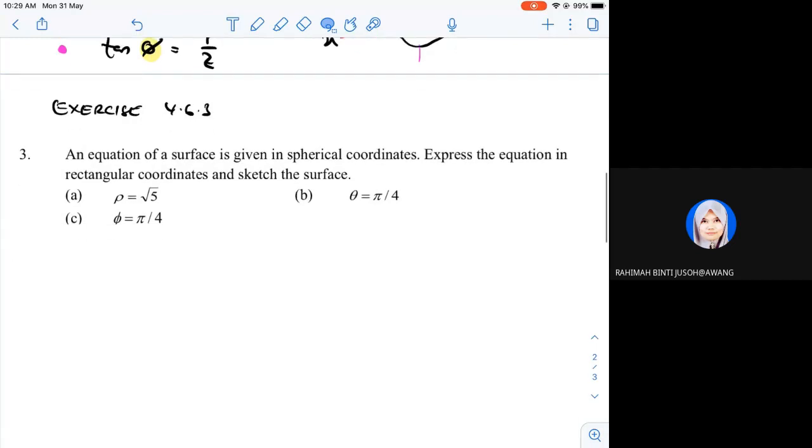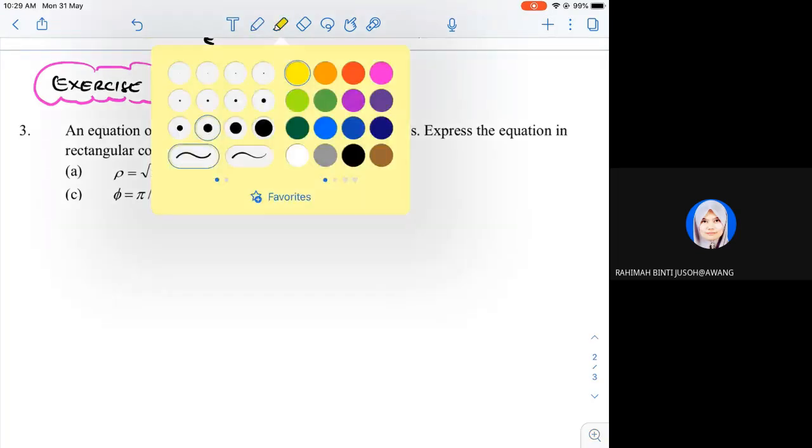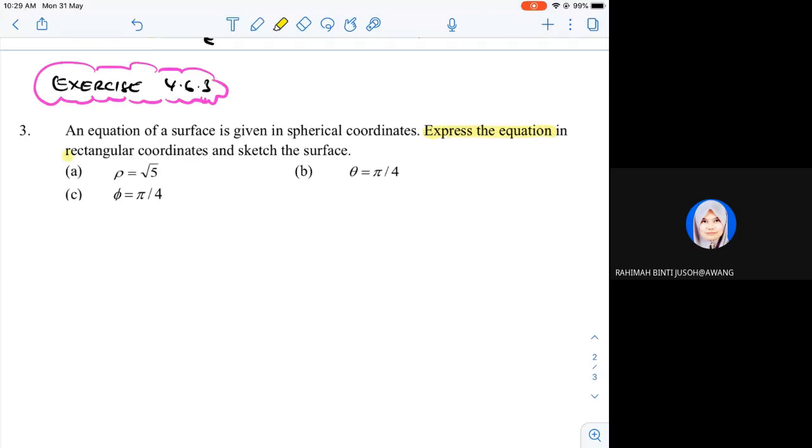Okay, so now let's take a look at question 3a. We have rho equals square root 5. We need to express the equation in rectangular coordinates and we need to sketch the surface.